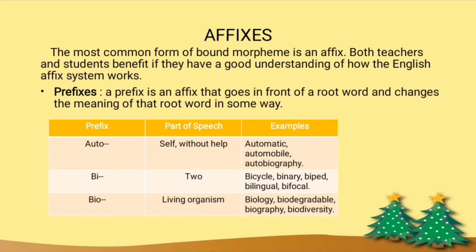And the next, affix. The most common form of bound morpheme is an affix, but teachers and students benefit if they have a good understanding of how the English affix system works. There are two types of affix. The first is prefix. A prefix is an affix that goes in front of a root word and changes the meaning of that root word in some way. For the example, look at this picture.